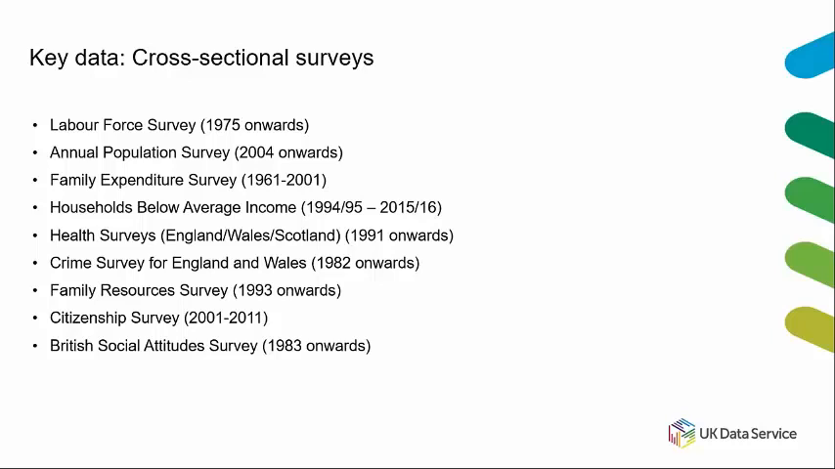The crime survey for England and Wales. The crime survey for England and Wales provides an important source of information about levels of crime, public attitudes to crime and other related issues. The results play an important role in informing government policy, and interestingly, it measures the amount of crime in England and Wales by asking people about crimes they've experienced, but it also includes crimes that haven't been reported to the police, so it's an important alternative to police records. And you've also got the Citizenship Survey and the British Social Attitudes Survey.